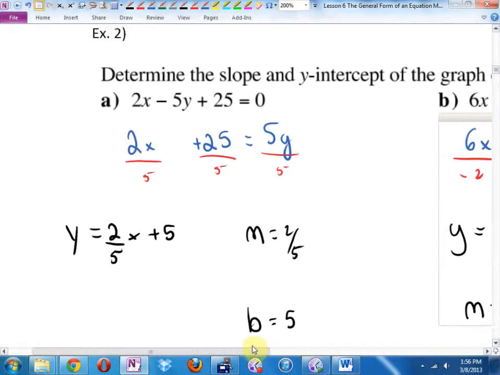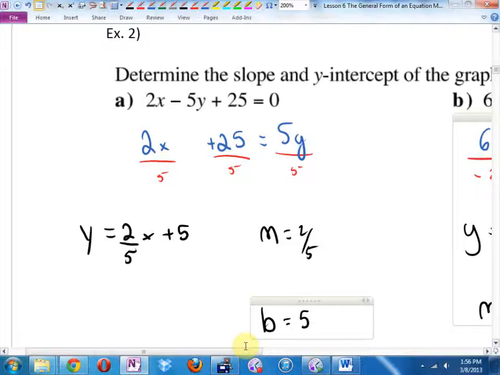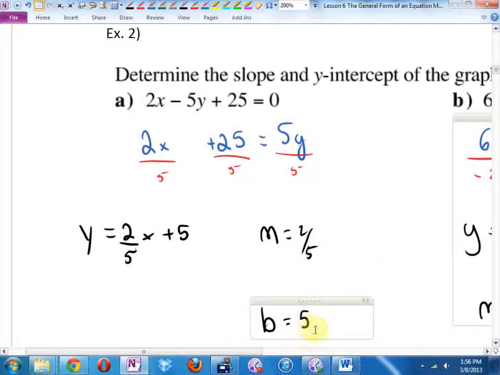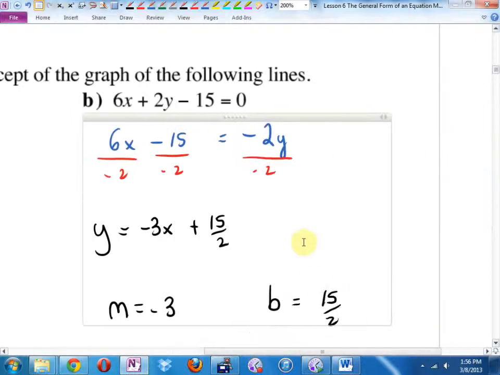By the way, going back to this one here, what was the slope of this graph? Can you see a 2 and a 5 hidden in the general form equation anywhere? What was the y-intercept of this graph? 5. Can you see something that works out to a 5 hidden in this equation anywhere? Hey, what was the slope? -3. Can you see a -3 hidden in this equation anywhere? Yes. Sort of. What was the y-intercept? 15/2. Can you see a 15/2?